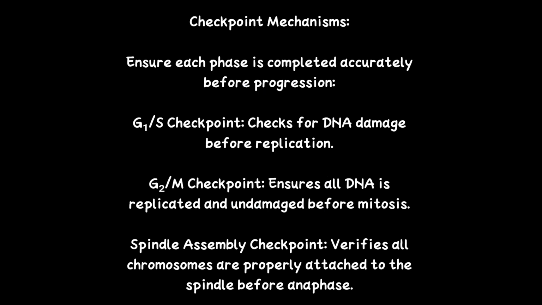G1 checkpoint. The checkpoint occurs at the G1/S transition and checks for cell size, protein reserves, and DNA damage before the cell enters DNA replication. G2 checkpoint. It is located at the G2/M transition. This checkpoint verifies the DNA replication is complete and there is no DNA damage before the cell enters mitosis.